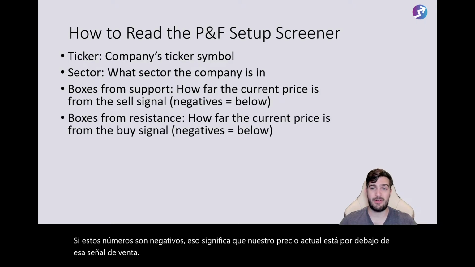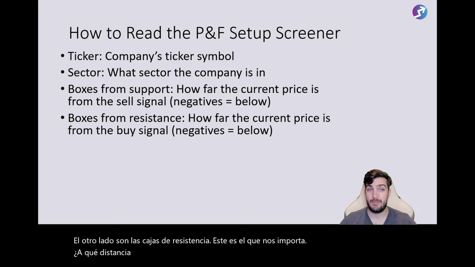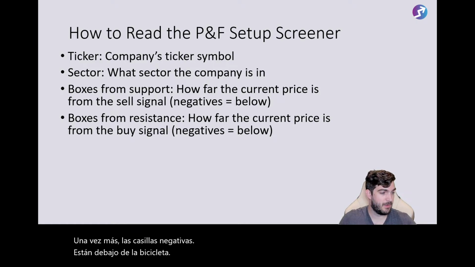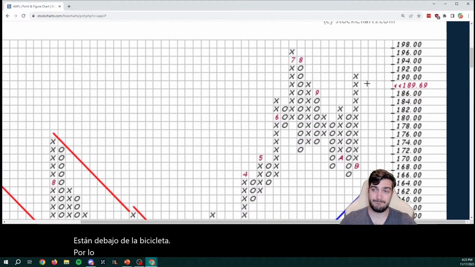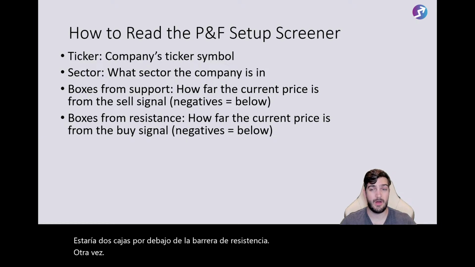The other side is boxes from resistance. This is the one that we care about for today. How far is the current price from the buy signal? Once again, negative boxes are below the buy signal. So, if we are looking at this chart, it would be 1, 2. It would be 2 boxes below the resistance barrier. Once again, negatives here are below. So we are looking for negative numbers here.